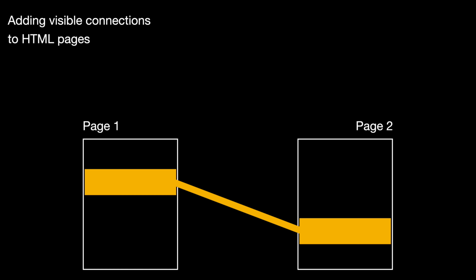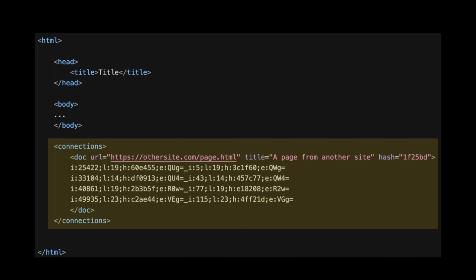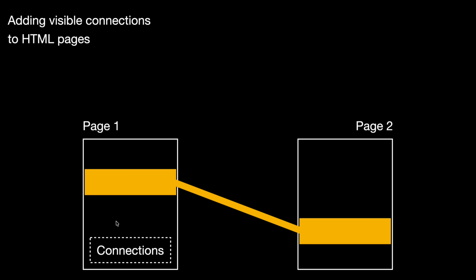Here we have 2 pages and we need to draw visible connections between them. First of all, can we show 2 pages side by side? Yes. In fact, the latest version of Chrome allows you to do exactly that. Now let's say we can introduce new tags into HTML, tags that store information about connections to other pages. That information is now on the first page. It's not visible, but it's there.